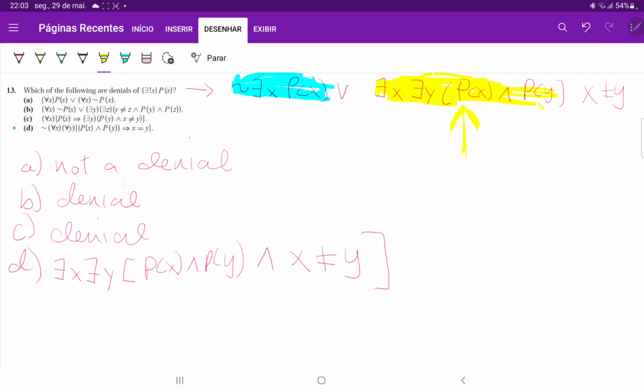But we have not taken care of the situation where there's no x such that p of x. So this statement doesn't take care of that scenario. So this is not a useful denial, right? Because it doesn't take care of one of the possible scenarios. So in this one, we're going to say not a denial. So we saw that items B and C took care of both scenarios, right? A had the scenario in blue, but not the scenario in yellow, and D had the scenario in yellow, but not the scenario in blue.